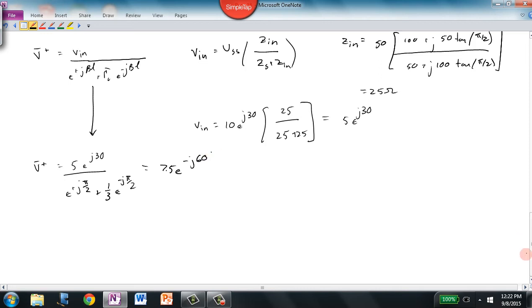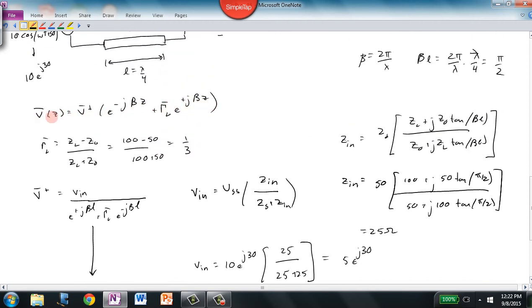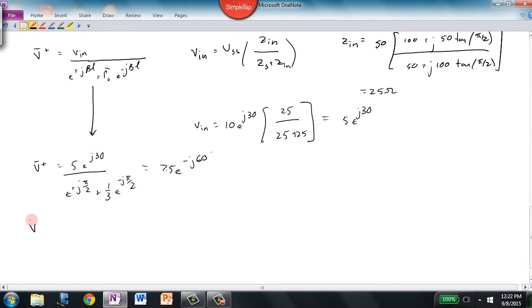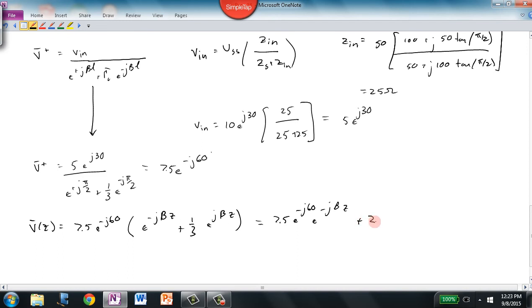So our full equation for voltage, we can just write in now. V(z) is equal to 7.5 e to the minus j60, that's the incident voltage phasor, times e to the minus j beta z plus 1/3 e to the j beta z. We could separate these out if we wanted to, and this would be equal to 7.5 e to the minus j60 e to the minus j beta z plus 2.5 e to the minus j60 e to the j beta z.